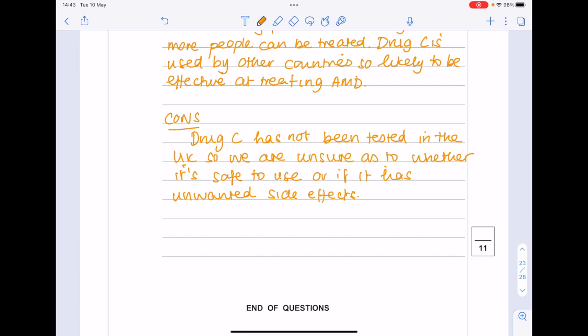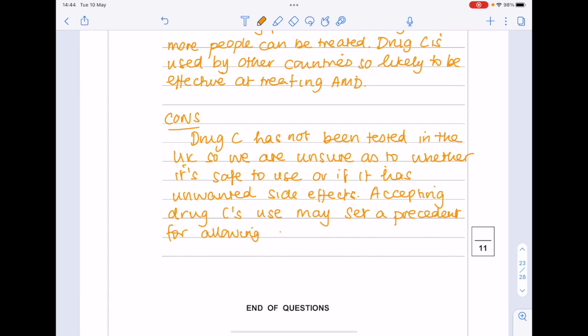And this is always a mark when we're looking at drugs to do with this AQA exam board. If you just say, yes, it's fine to use it, then you're setting a precedent for other drugs to not be fully tested or fully licensed or pre-approved in the future. So accepting drug C's use may set a precedent for allowing other not fully tested drugs in the future.